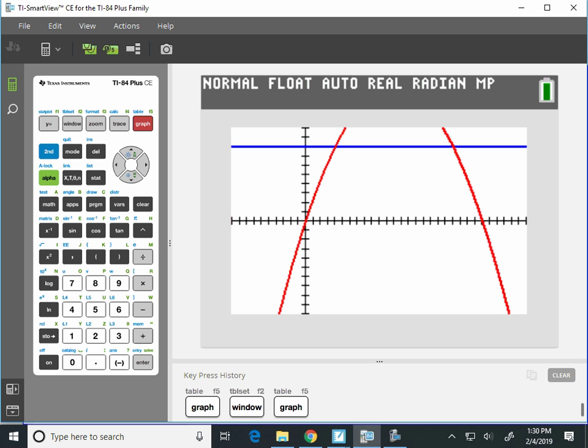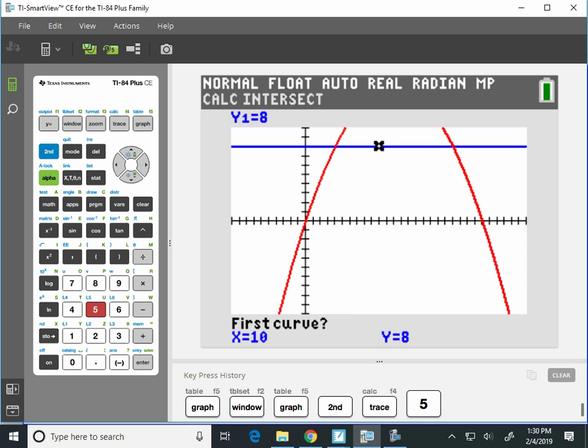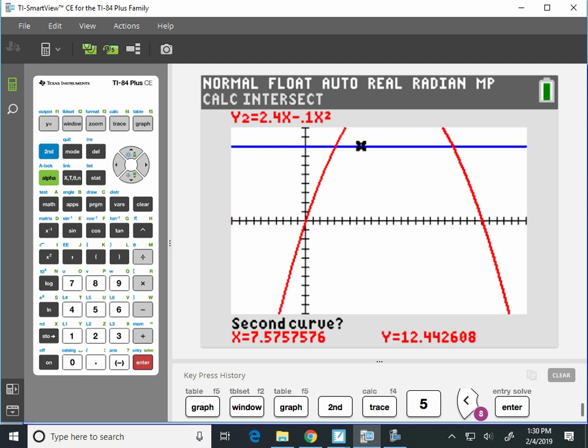So when I find the intersection, I do second trace, and I'm going to choose number 5 this time. Now the nice thing about choosing 5 is you don't have to move the cursor. I mean, you can a little bit. I would at least bring it a little closer to this guy. But you bring it a little closer, you just hit enter once. It automatically puts the cursor on the second curve, on the red graph. You hit enter again, and hit enter a third time to guess. And it tells you this point right here is 4, 8.